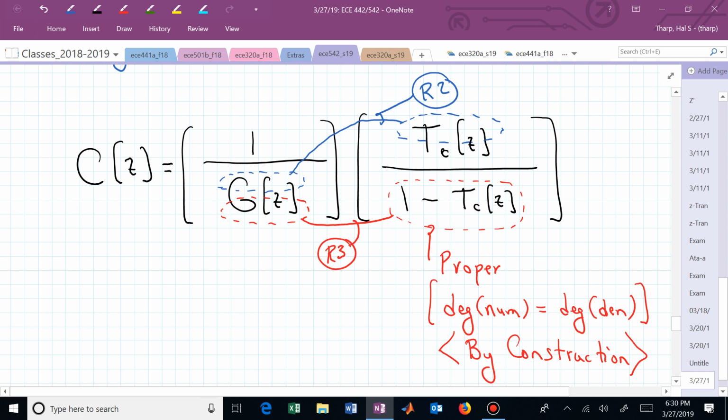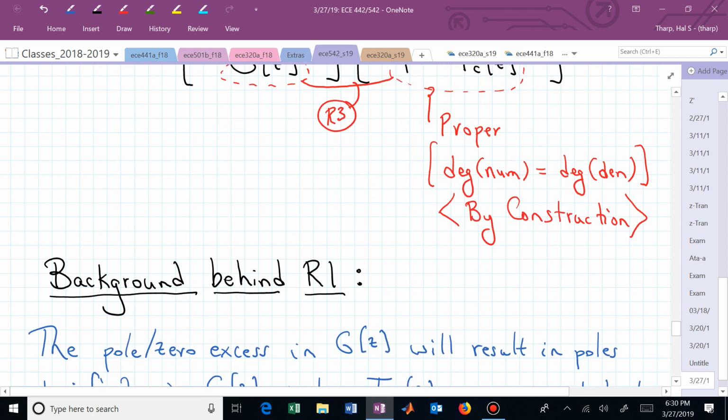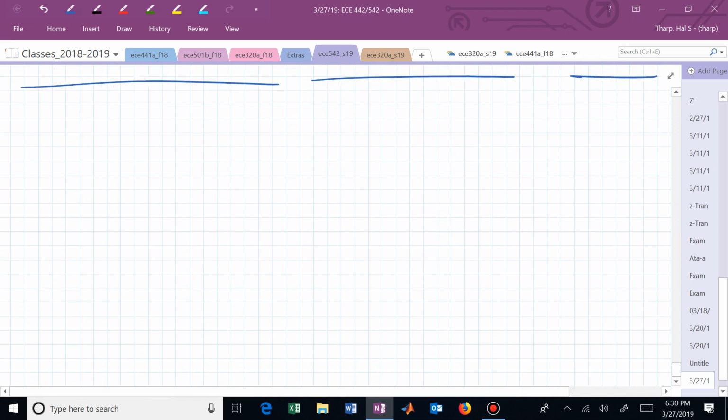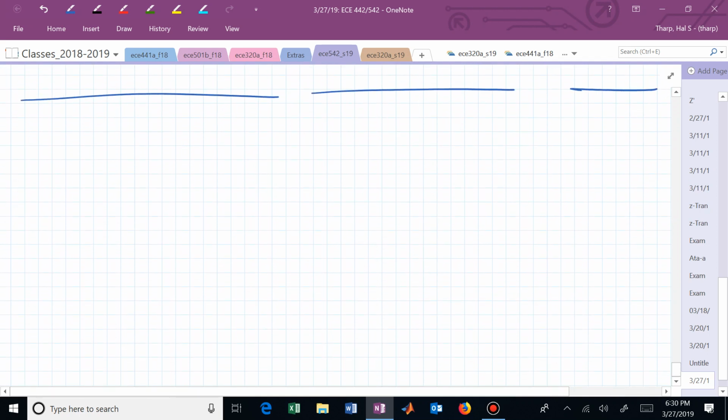We will have at least as much delay in the desired closed loop transfer function T sub c as what we have in the original plant. That's the reason for having at least the same pole zero excess as our original plant. Let's now derive that controller design formula in the Ragazzini approach.